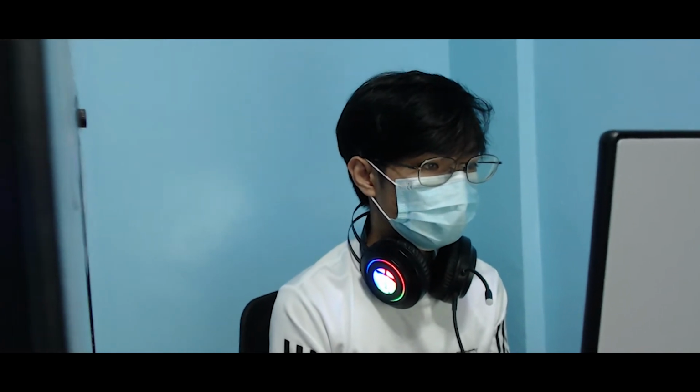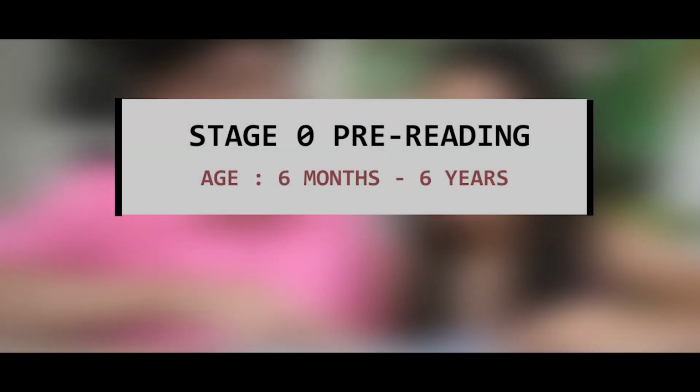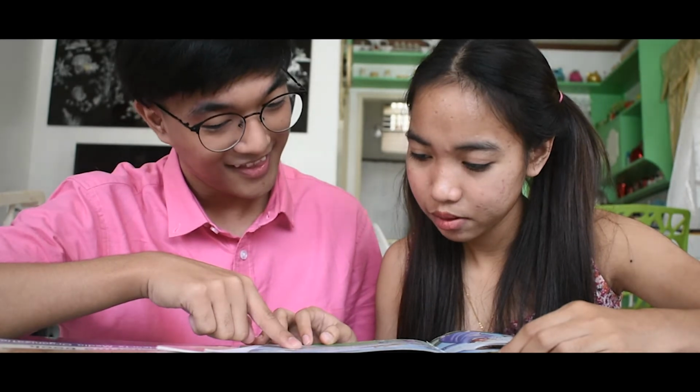So let's start. Stage 0, pre-reading or pseudo reading. The age for this stage is 6 months to 6 years, and the characteristics and masteries by the end of the stage is the child pretends to retell story when looking at pages of book previously read to him.